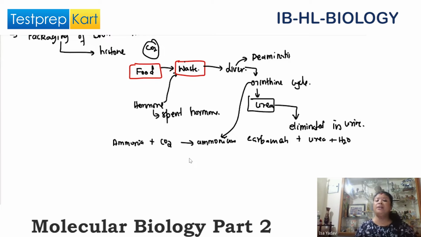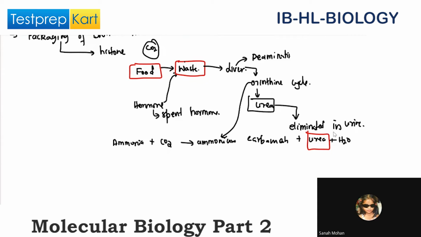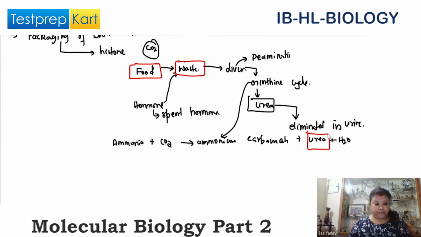This is how in the liver we produce urea. Urea is safe to excrete. It requires less water for its excretion. And it is in this form that it will be easily eliminated from the body. Okay, till here, is it clear? Any doubt? No. Okay, then let's see.